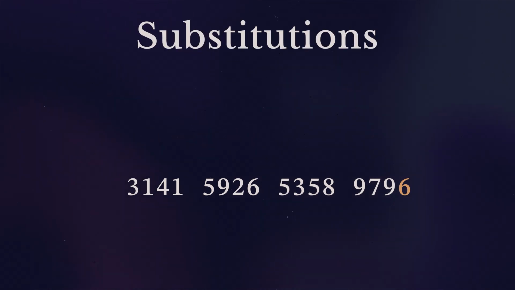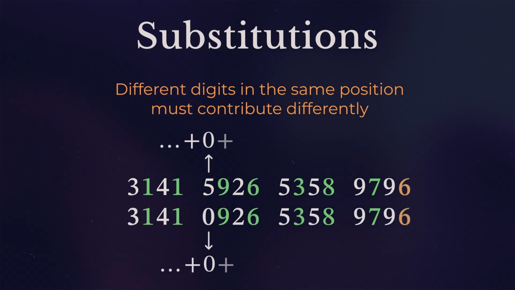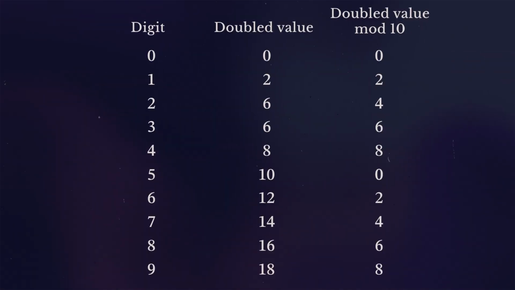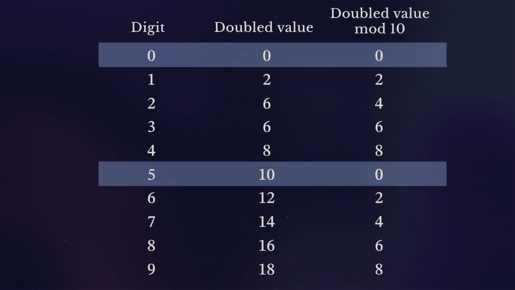To catch substitutions, different digits in the same position must contribute differently. For the untouched digits, this is automatic. Change the digit and the contribution changes. But for the doubled digits, modulo 10 breaks it. Look, 0 doubled is 0, 5 doubled is 10, modulo 10 also 0. So a 0 and a 5 in a doubled position contribute the same thing.